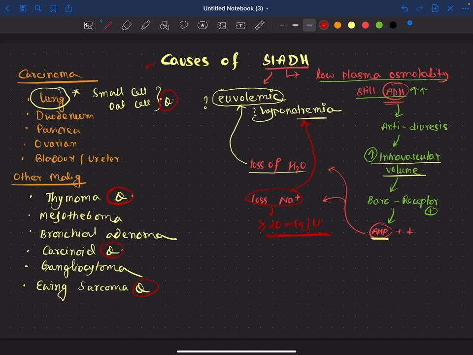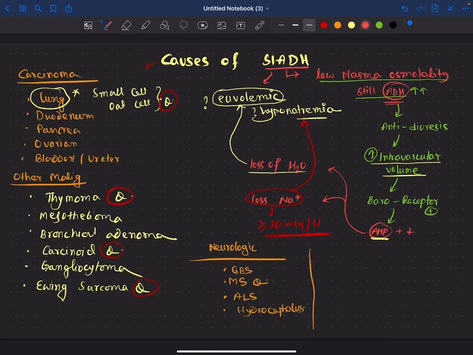This is very important. Next, you also have to remember certain neurological causes, like Guillain-Barré syndrome, like multiple sclerosis. That's a question. Like amyotrophic lateral sclerosis can cause, hydrocephalus can cause. These are very important causes.